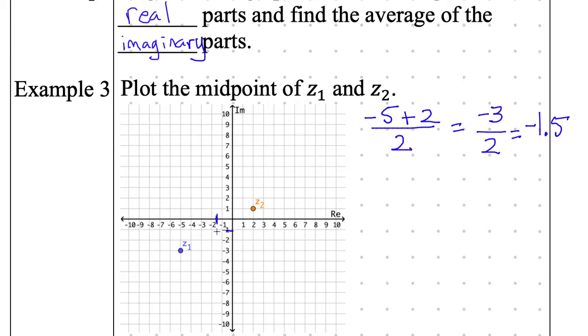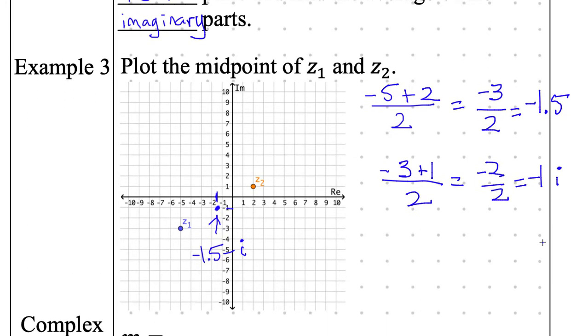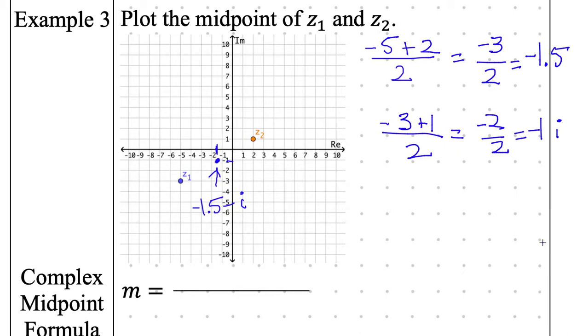Wherever these 2 tick marks intersect, that is the midsegment, or the midpoint. Midpoint is -1.5 minus i. So this point right here is -1.5 minus i. Done. We found the average of each of them. And if you couldn't follow that, I did -3 plus 1 divided by 2. That was -2 over 2, which is -1, i. All right, so now we need to find the formula for finding the midpoint.